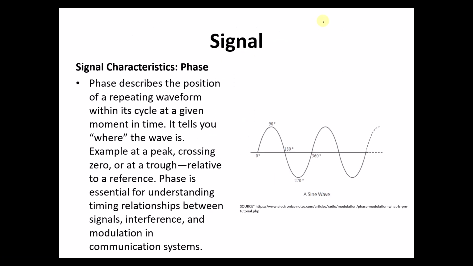Another characteristic of a signal that we want to look at is the phase. The phase of a signal describes the position of the waveform within its cycle at a given moment in time.